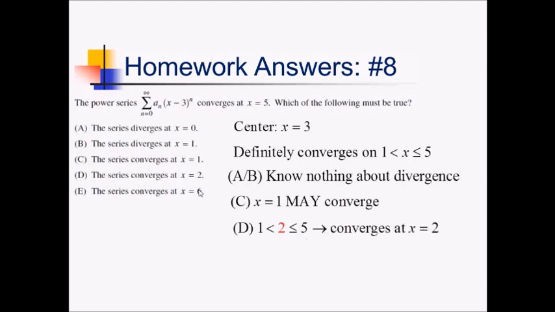Let's just check choice E to be on the safe side. Here we're seeing we converge at x equals 6. Well, 6 is outside this interval. It's bigger than 5. So although we can't say that it diverges, all we can see is that it may converge. We don't know for sure about 6. So choice D then is our best choice.